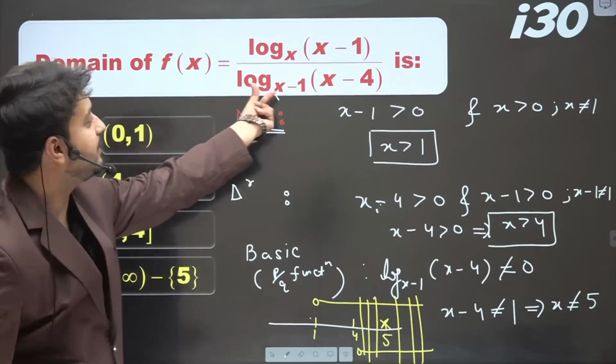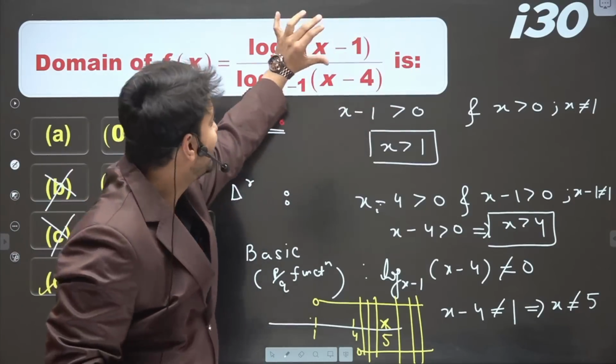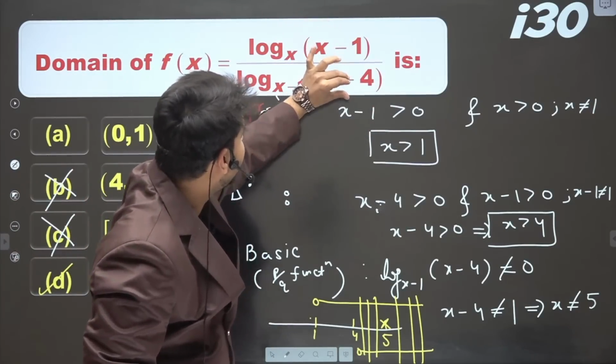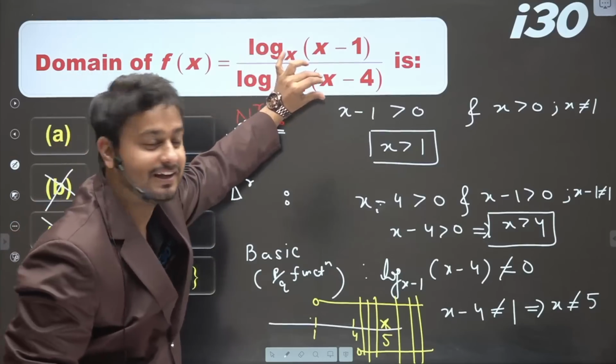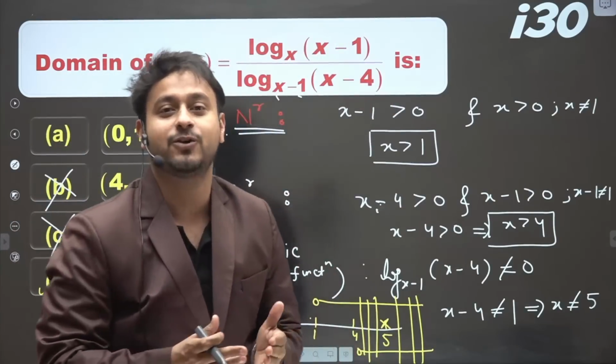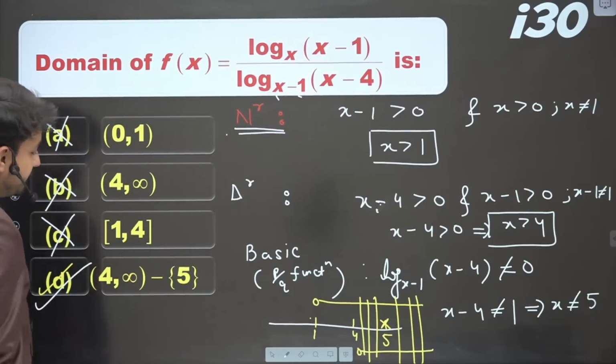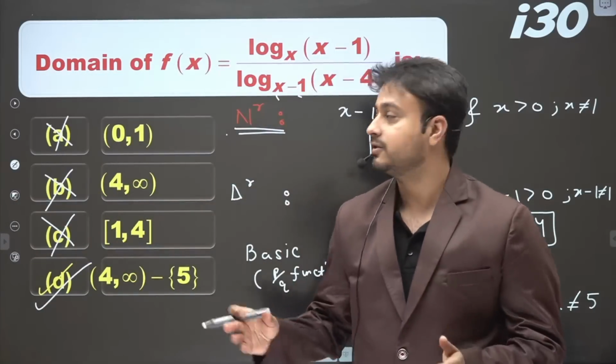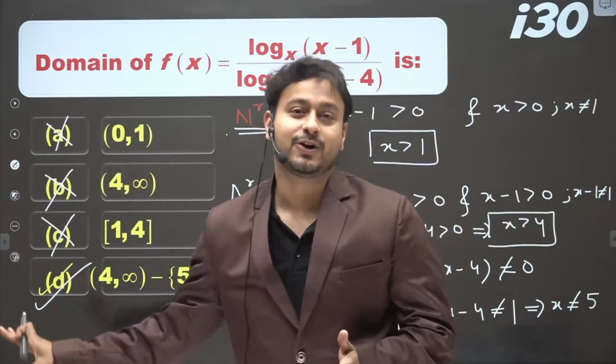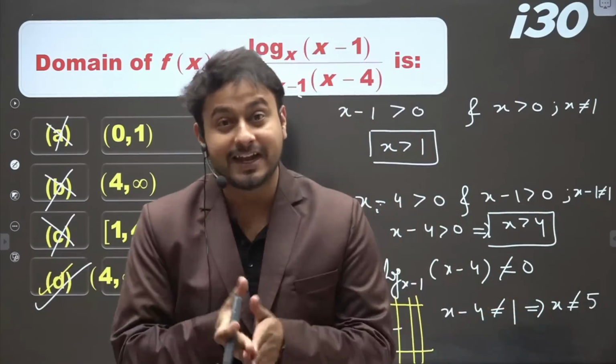Moreover, 0 और 1 के बीच में कोई भी वैल्यू डालेंगे तो यहां पे नेगेटिव आने लगेगा, यहां भी नेगेटिव आने लगेगा, यहां भी नेगेटिव आने लगेगा, which is absolutely not possible. So therefore this option is also wrong. So again we will get that option D will be correct. By this method you can solve this question in 10 seconds. So that is your answer, guys.